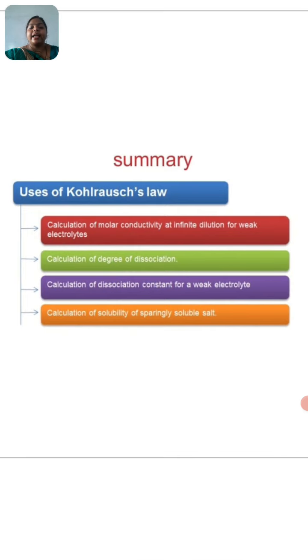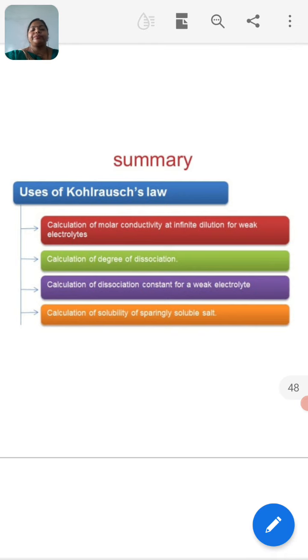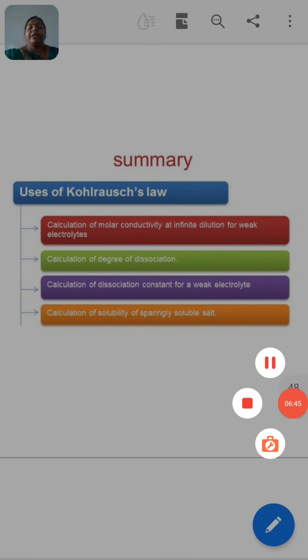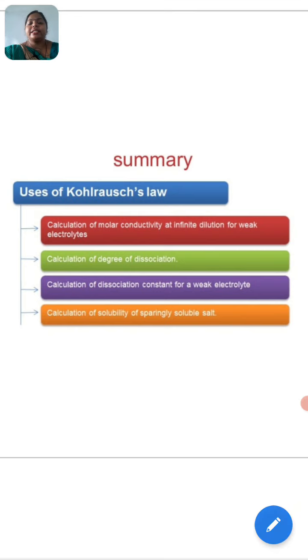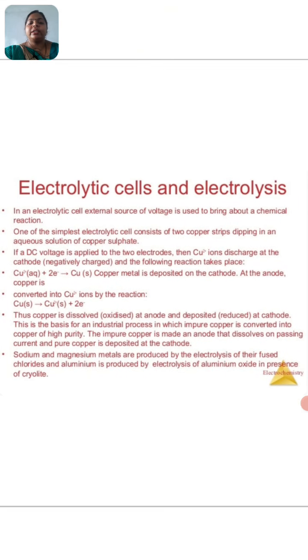The first is calculation of molar conductivity at infinite dilution for weak electrolytes, then calculation of the degree of dissociation, calculation of the dissociation constant for a weak electrolyte, and the calculation of the solubility of a sparingly soluble salt. Okay, so this is how its use is seen here.